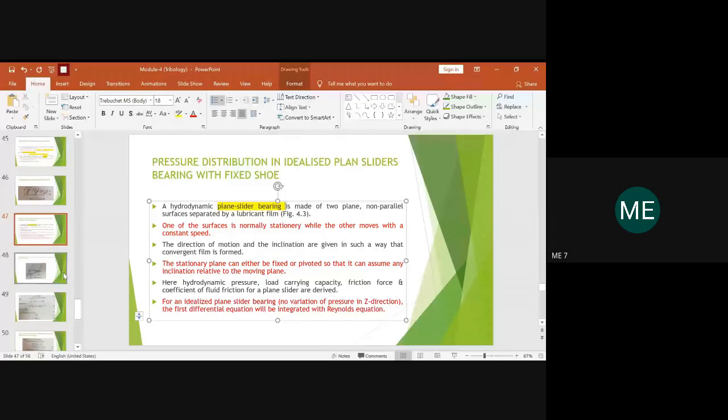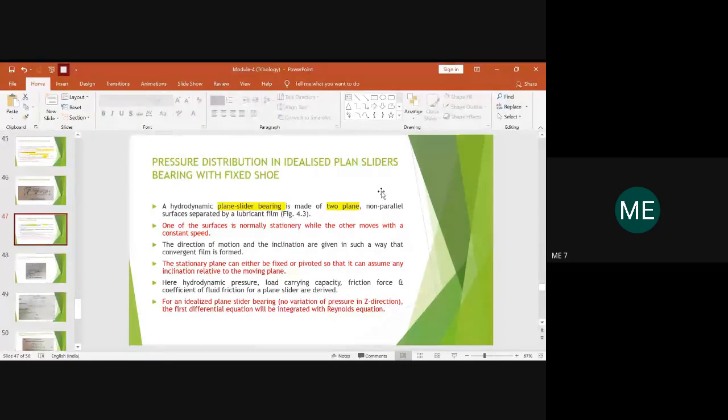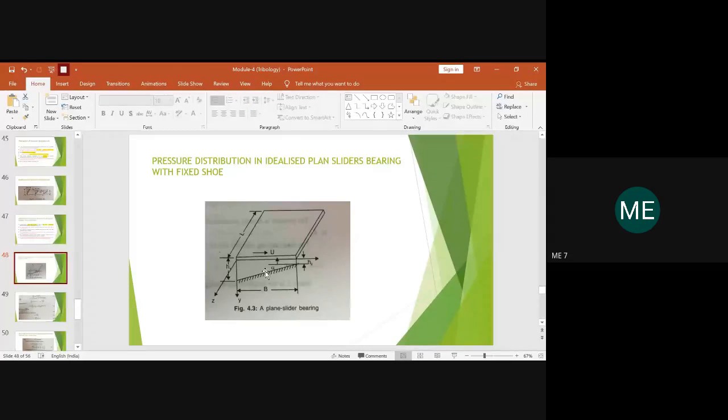So after seeing the sketch, you can tell that a hydrodynamic plane slider bearing is usually made up of two planes. As you saw in the sketch, it is made up of two planes, right? So they are not parallel to each other. It is non-parallel. Why is it non-parallel? You have two surfaces which are not parallel to each other.